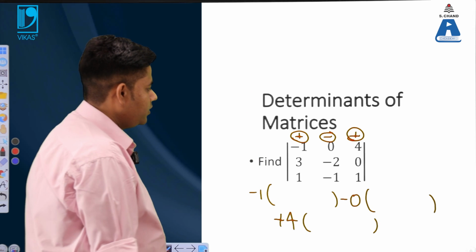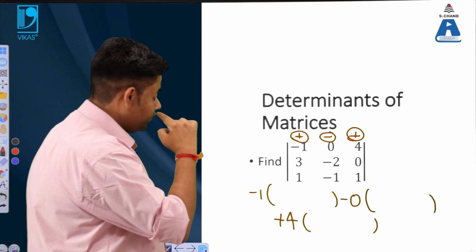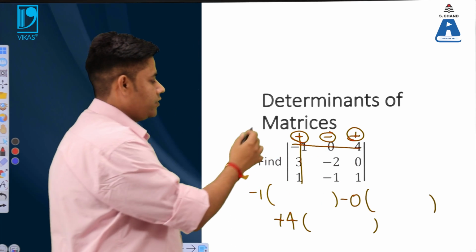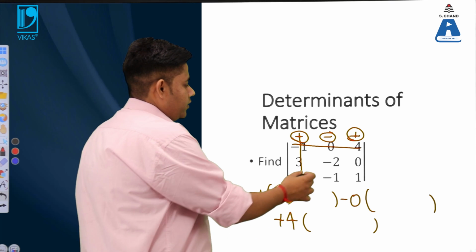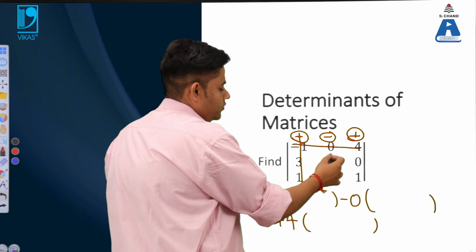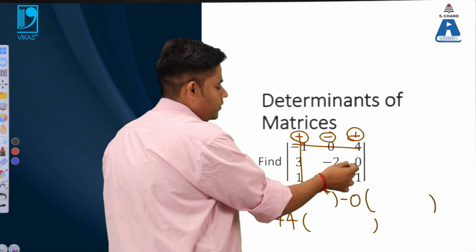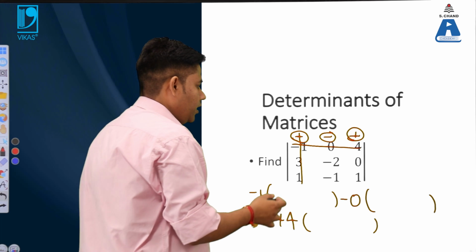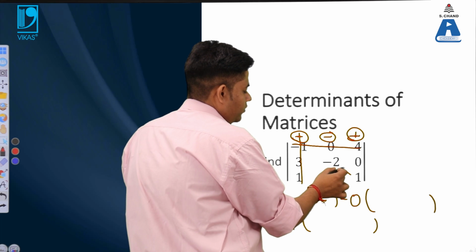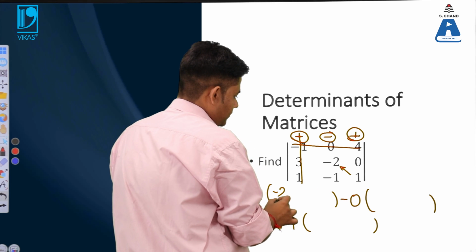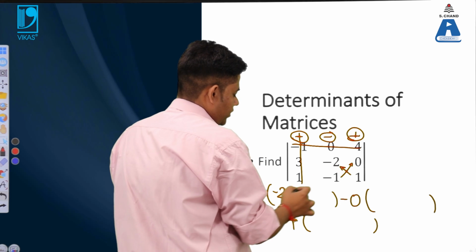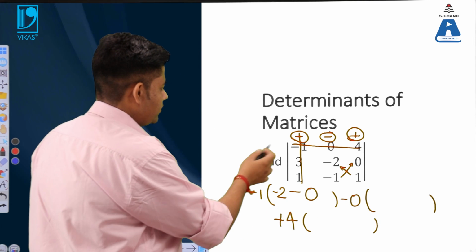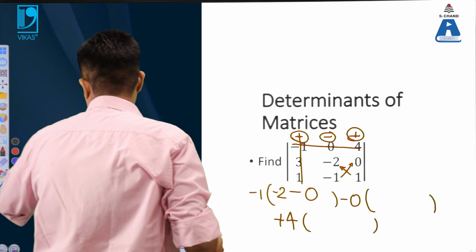So for minus 1, what we need to do is remove the first row and the first column. When the first row and the first column are removed, you are left with certain elements. Those elements form a 2 by 2 matrix, and we find the determinant of that particular matrix. So the down product, which is minus 2, then minus 1 into 0 is minus 0. So this is as far as the first row and the first column are concerned.